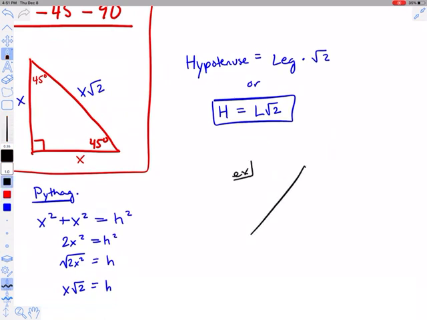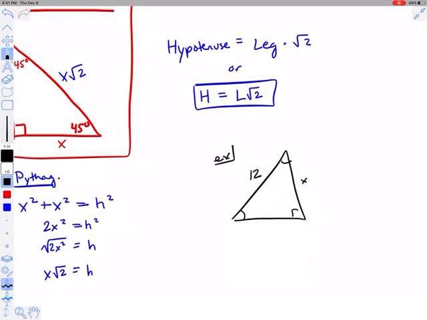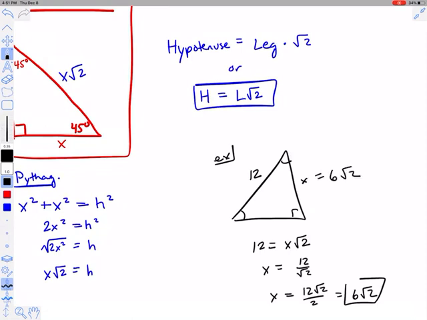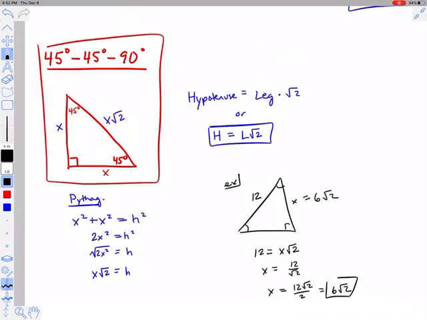Same thing, if we want to solve and we have a 45-degree angle, that could be indicated to us by the symbol that our angles are congruent. And maybe I give you the hypotenuse is 12. I guess I'm just using 12 all the time. And we want to find x, then we would say that 12 is equal to x rad 2. And then I divide: 12 divided by rad 2. Rationalize that. Six rad 2. Okay, and those are your special right triangles, 45, 45, 90, and 30, 60, 90.